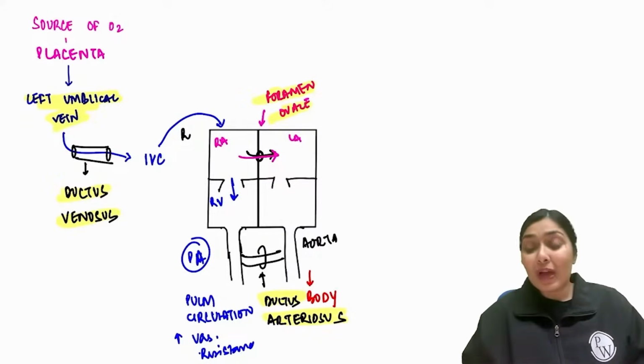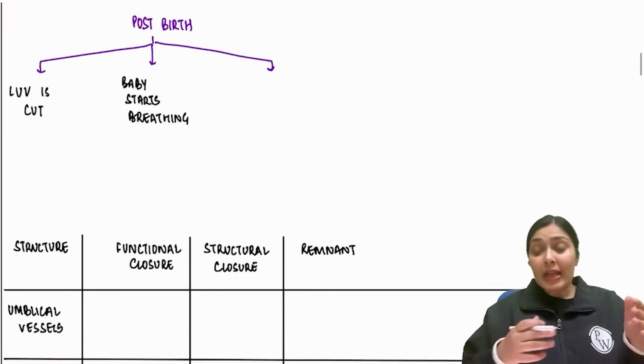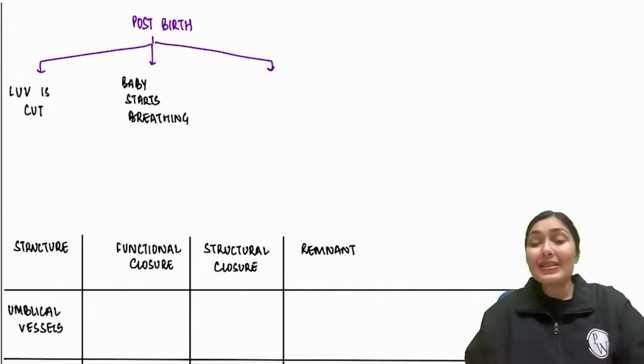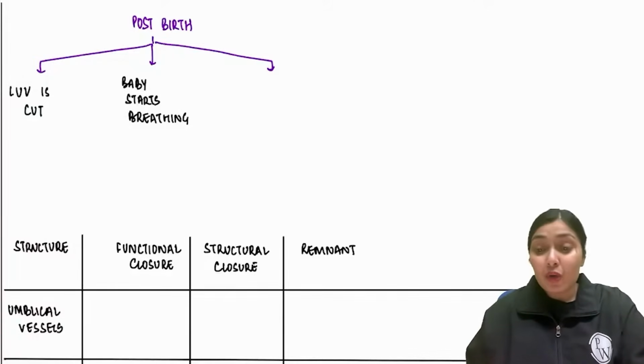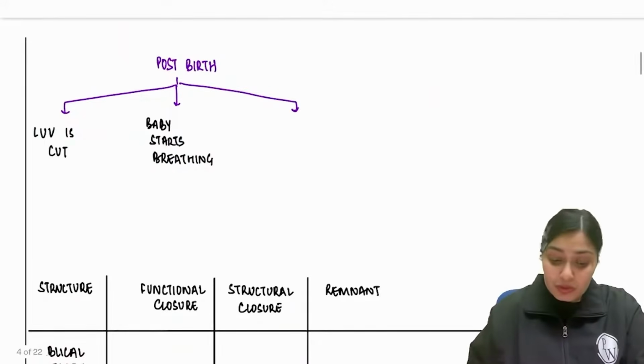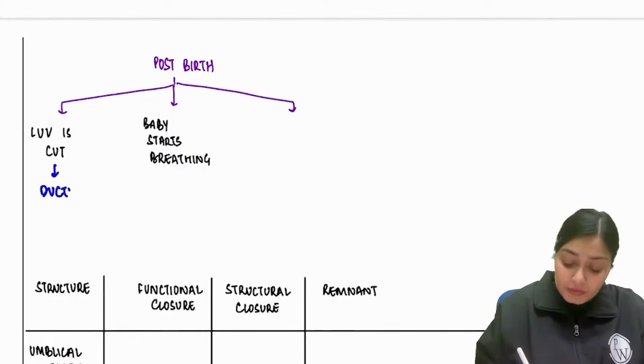Now let's see what happens after birth. Post birth, what will happen? As the child is born, we cut the umbilical cord. So my left umbilical vein would be cut. As soon as the left umbilical vein is cut, what structures will collapse? This structure, the ductus venosus, will close. So the ductus venosus closes.